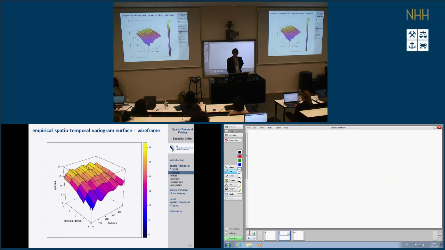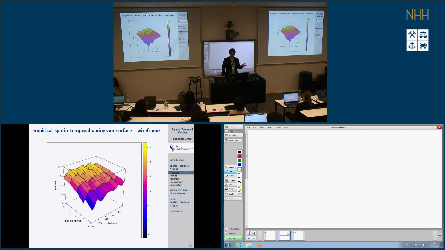And we start here somewhere near zero, where we would assume some nugget effect and something that we could explain with distances over space and time. And when we move into space, into time, the variability, the variogram, increases and the strength of dependence decreases. And if you move in both directions, going somewhere here in the surface, it increases in both directions.